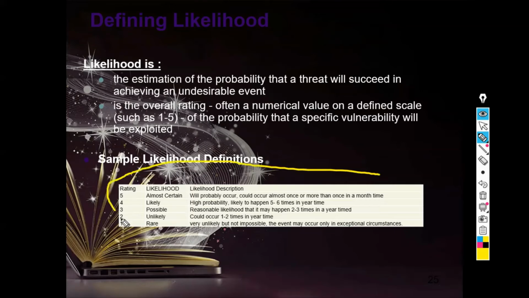In the sample likelihood definitions, we are using 1 to 5, where 1 is very rare and 5 is almost certain. When it is not likely to happen or impossible to happen, it is rare and we give the 1 rating. If certain things are going to happen very frequently, then almost certain, a 5 rating, would be given. So this is the likelihood.